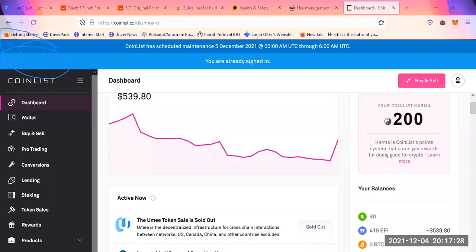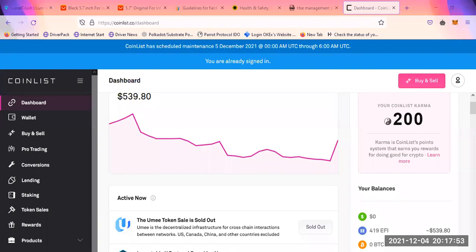So what happens here is that when a particular pre-sale is being carried out, you'll be asked to register for the pre-sale. You can find them using this dashboard. Let me click on the dashboard. If you click on the dashboard, this is what you see.